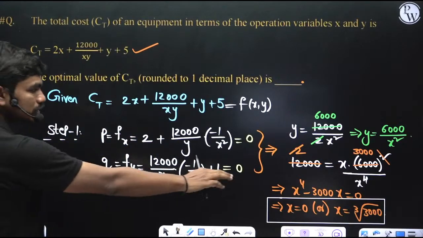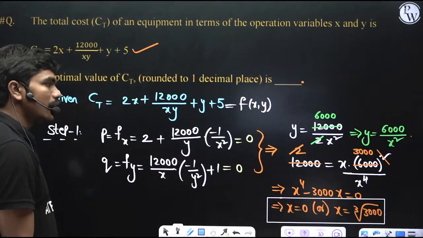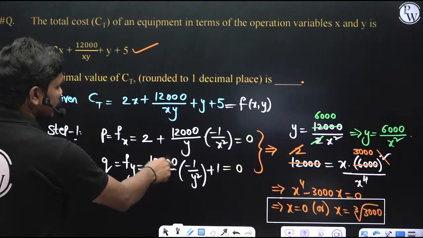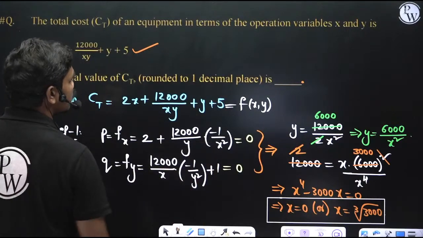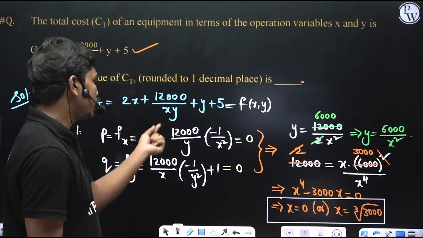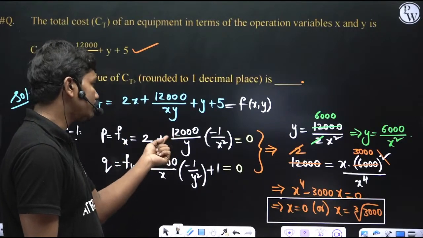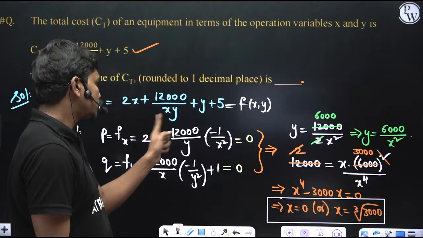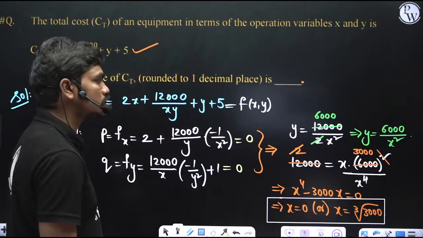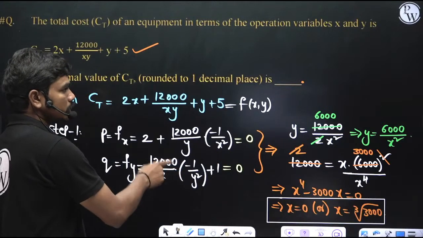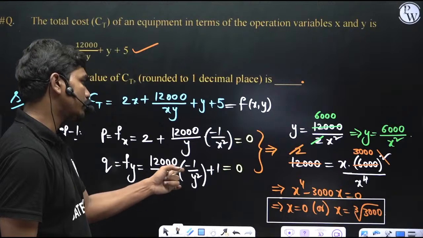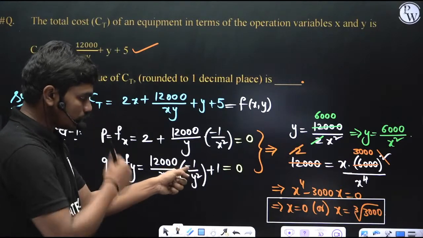And q, because the values are appearing slightly strange, that's it. Nothing apart from that. So q is equal to fy, which is 12,000 by x into minus 1 by y square plus 1 is equal to 0, correct? So from the first equation, if you send it to the other side, minus 2 and minus 2y, 2 cancels, minus gets cancelled, 2y equal to 6,000 by x square. So if you put y is equal to 6,000 by x square in this equation, you get 12,000 by x into 1 by y square is equal to 1.